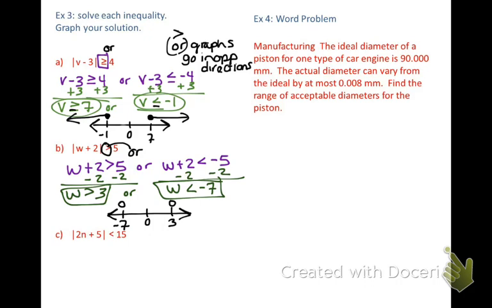W is greater than 3, or W is less than 7. Again, you have to remember, with the or, the graphs go in opposite directions, and the arrows are going in opposite directions. All right, C.